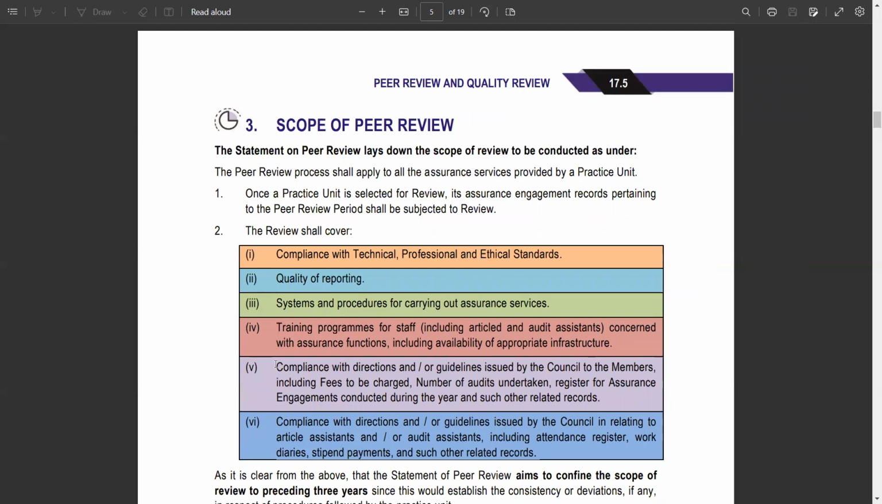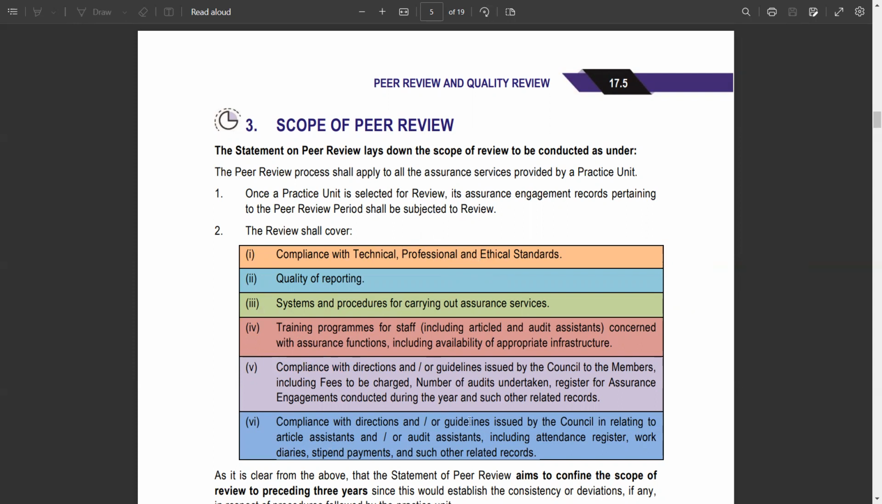Another two compliance points are point number 5 and point number 6. Point number 5 and 6 deal with the compliance with the directions and guidelines which are issued by the council. One is issued to members, including fees charged, number of assignments, attendance register, and assurance engagements conducted during the year. And the next one, compliance of directions and regulations issued by the council.